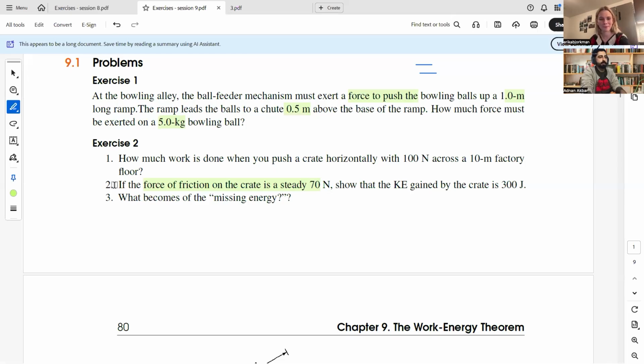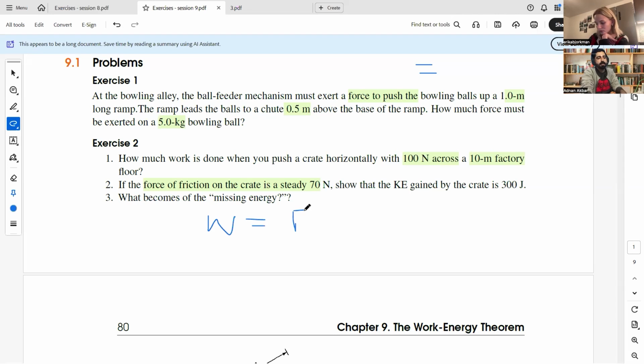Okay, let us resume our lecture from question number 2. In question number 2, how much work is done when you push a crate with 100 Newton across a 10-meter factory floor? It is a very simple question. We need to find out the work done. We know the relation for the work done.